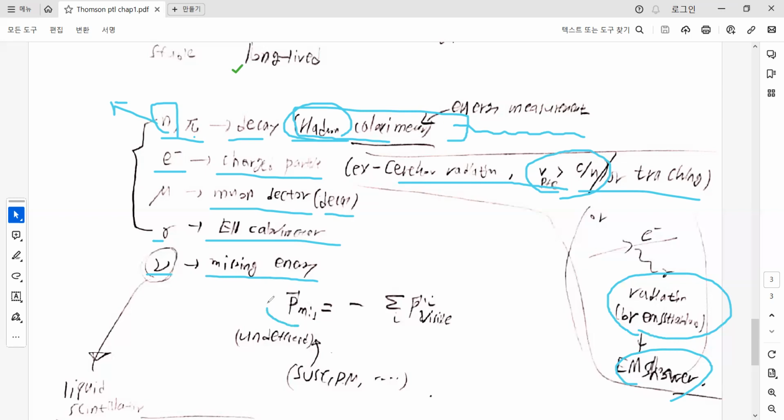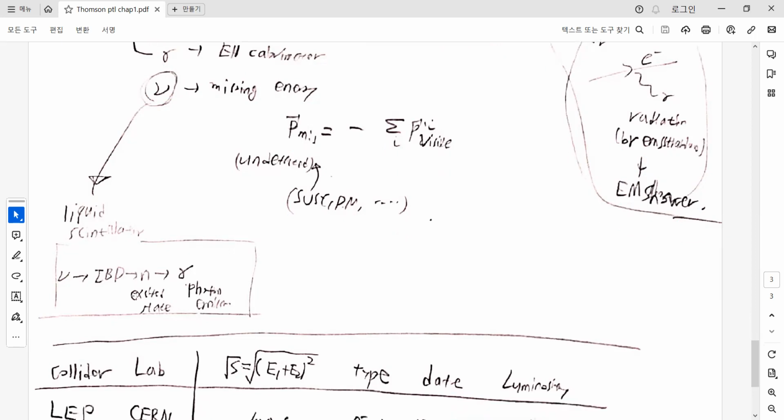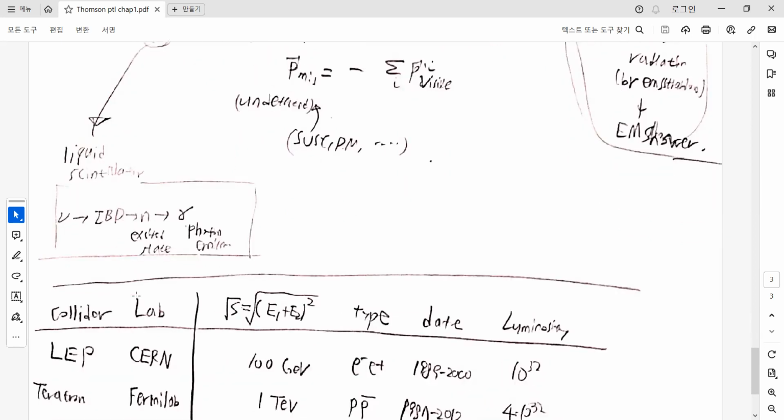So the missing momentum is minus the summation of the momenta of the other visible particles, and also we can search for supersymmetric particles or dark matter, which are hypothetical undetected particles that carry the missing momentum. Also, the neutrino can be detected in a liquid scintillator by using inverse beta decay. It leaves the neutron in an excited state and photons are emitted in the liquid scintillator.